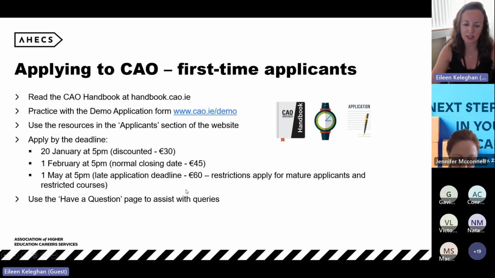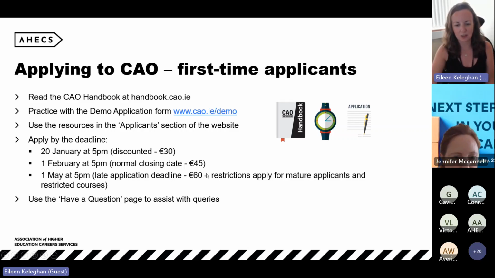And then just to look at the deadlines. The 20th of January at 5 p.m. is the discounted application fee deadline. The 1st of February at 5 p.m. is what we call the normal closing date, and the 1st of May at 5 p.m. is the late application deadline. However, there are some restrictions with this late application deadline.